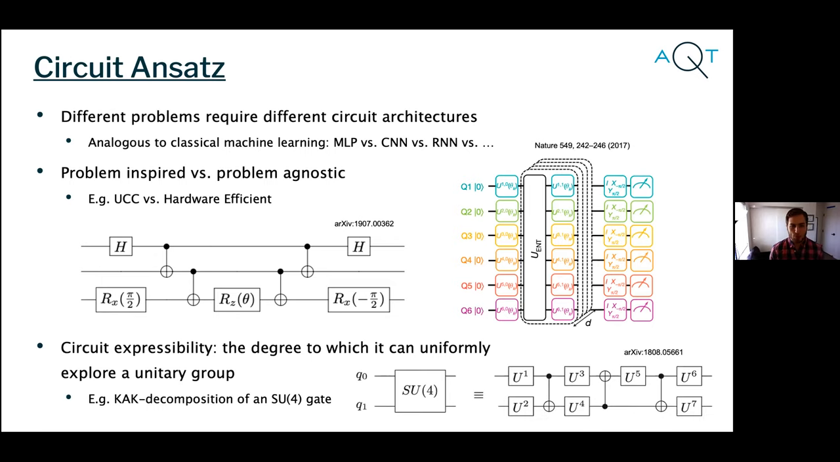So as an example for two qubits, there exists something known as the KAK or CAC decomposition for SU(4) gates. It turns out that any SU(4) gate can be expressed with a circuit of this form. This involves three CNOT gates and fully parameterized single qubit gates. So this circuit right here is expressive enough to completely explore SU(4).